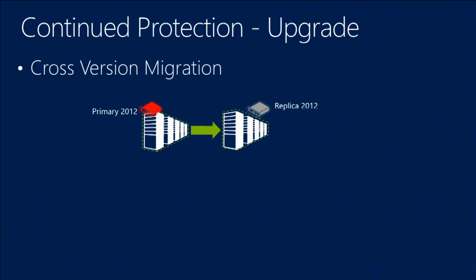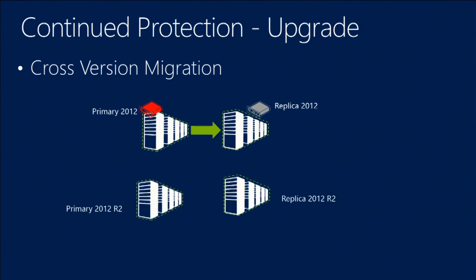So let me start with this picture, right? You have a primary site, and you have virtual machines running and connected to your replica. Both are, let's say, on Windows Server 2012. The first step you do is you set up your Windows Server 2012 R2 environment, your primary and replica. This could be another standalone machine, or it could be another cluster.